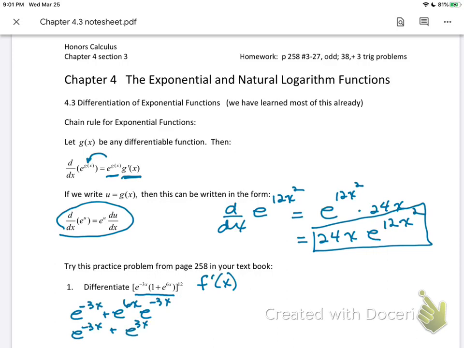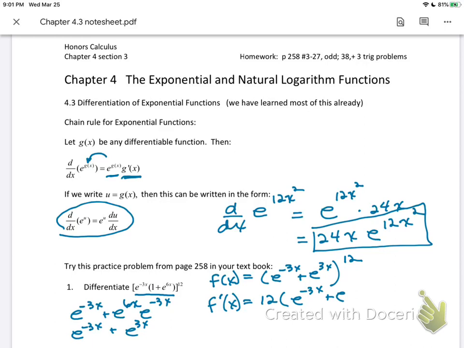So you see that? Now instead of writing my derivative, I'm going to rewrite my function. Let's call this f of x, and it's going to be, parentheses, e to the negative 3x plus e to the positive 3x, raised to the 12th power. Therefore, the derivative is going to be 12 times e to the negative 3x plus e to the 3x. Now take the derivative of the inside. That's going to be negative 3 e to the negative 3x plus 3 e to the 3x.